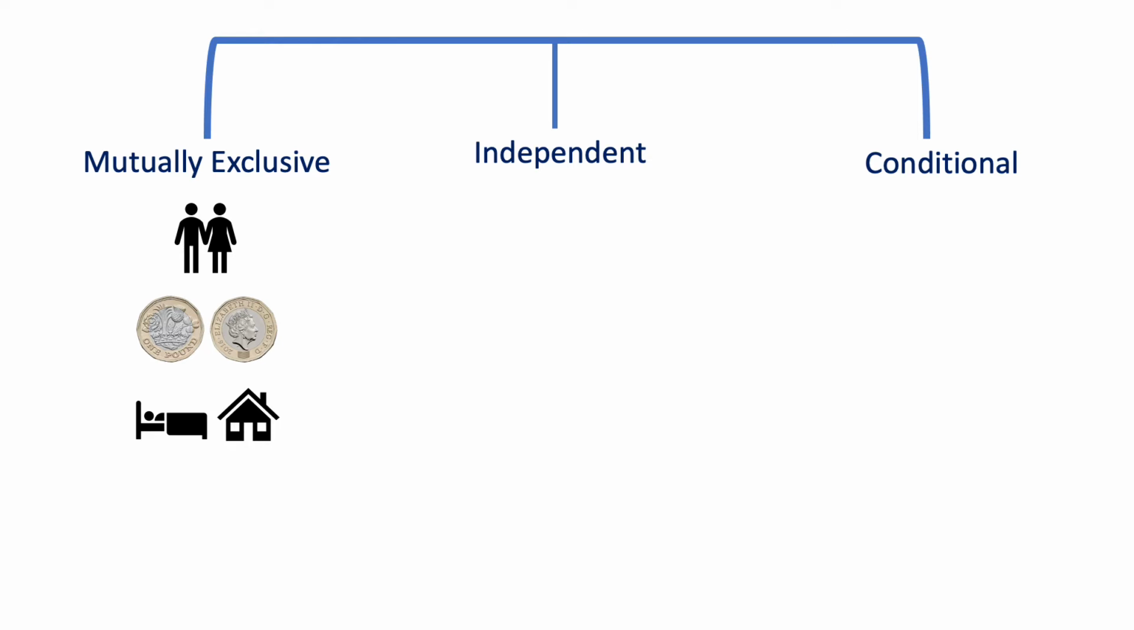Example, gender, you are either male or female. If you flip a coin, you either get head or tail. The infant who came to ER with pneumonia either will go home or will be admitted to the hospital. So as you can see, those events cannot happen together at the same time.